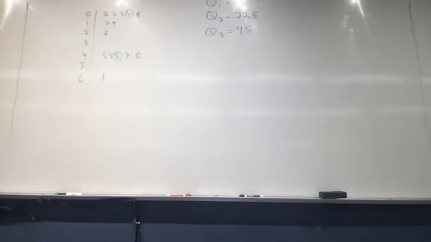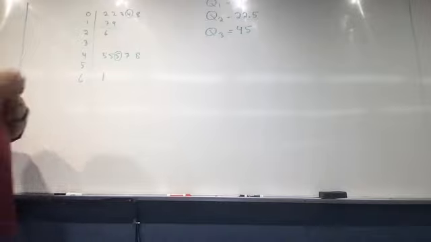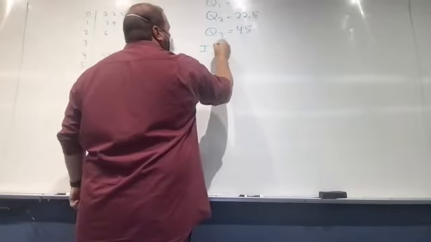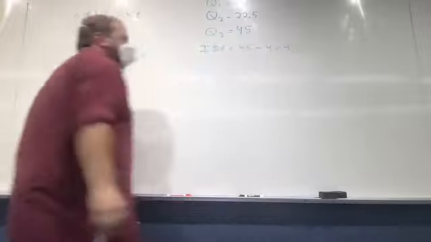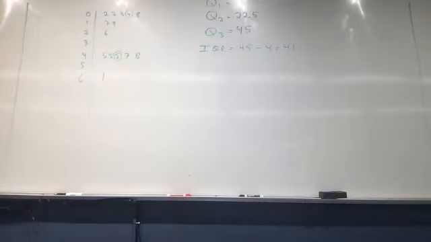Now that I have Q1 and Q3, what's the IQR? 41. The IQR is Q3 minus Q1. So the IQR is 41.